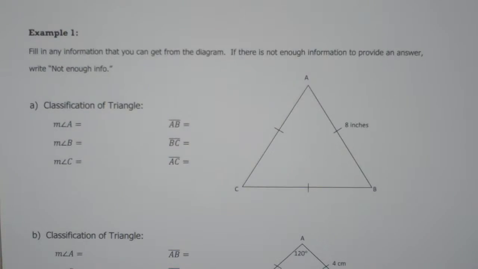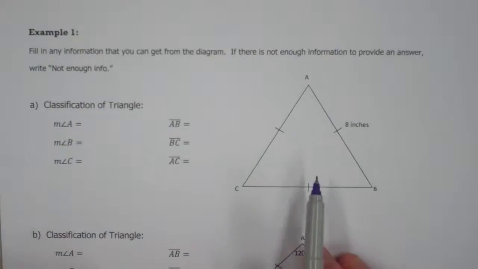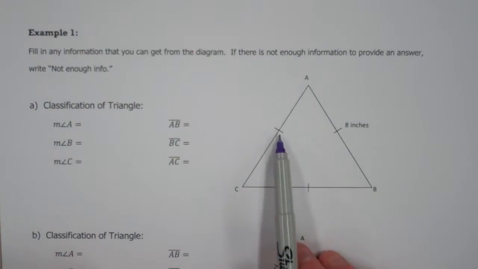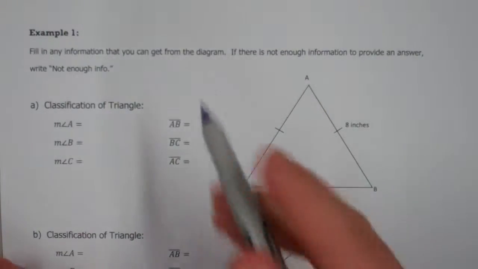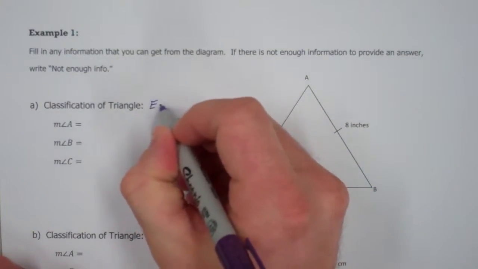In this example, we want to fill in any information that we can get from the diagram. So the diagram is going to be kind of like our given information, and if there's not enough information to provide an answer, we'll write not enough info. So let's take a look at the triangle on the right hand side, noticing that each one of these sides is congruent. So this will be an equilateral triangle.